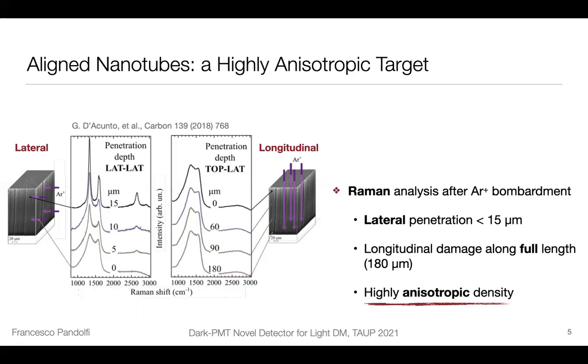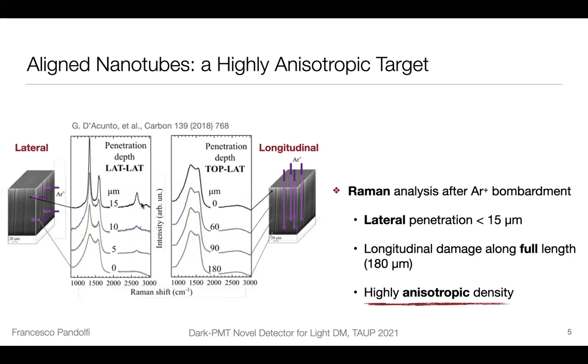And you can see here, this is a result from 2018. This is a Raman analysis after bombarding nanotubes with argon ions. And there were two different bombardments, lateral bombardment on the sides of the tubes and longitudinal bombardment along the tubes in the open ends, let's say. And you can see here that the damaged spectrum, this is the Raman spectrum, there's damage up to a depth of only 15 microns. At 15 microns, when you bombard laterally, you already recover the pristine spectrum that you expect from carbon.